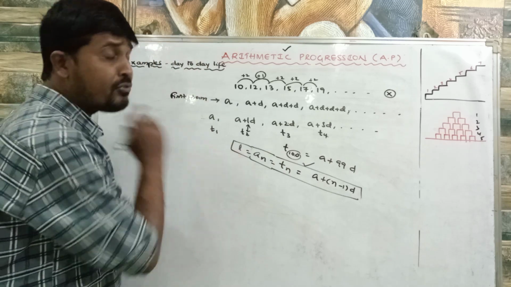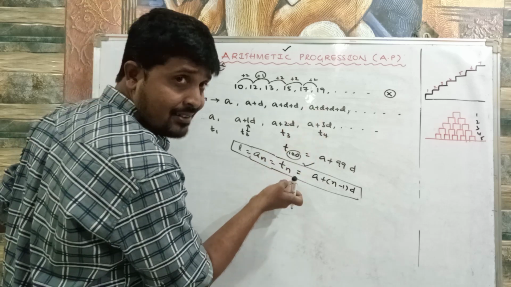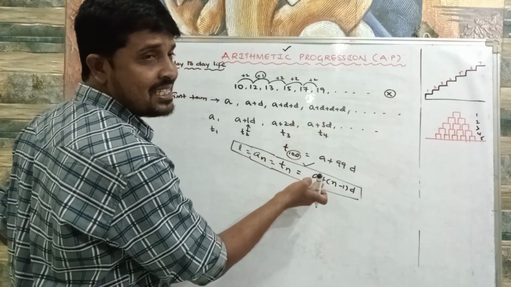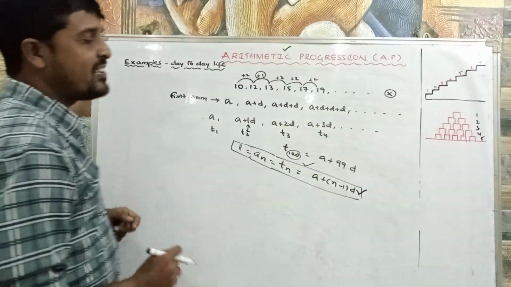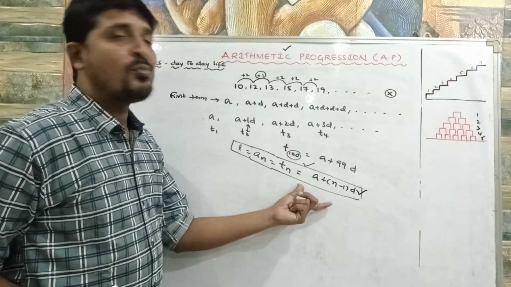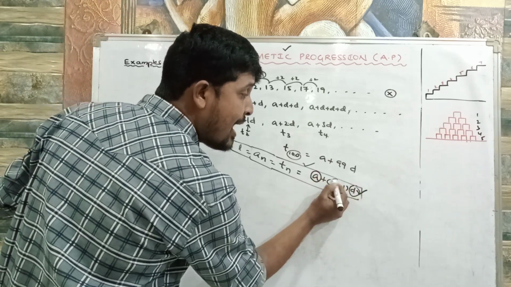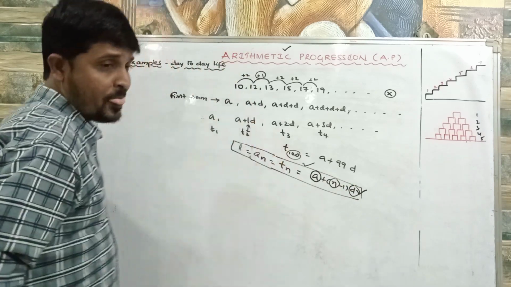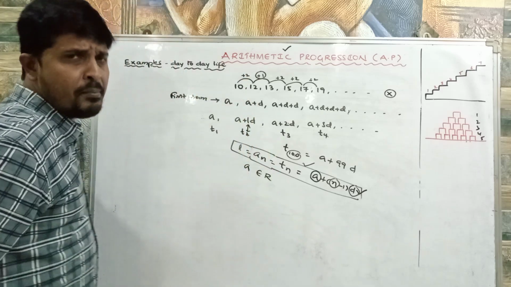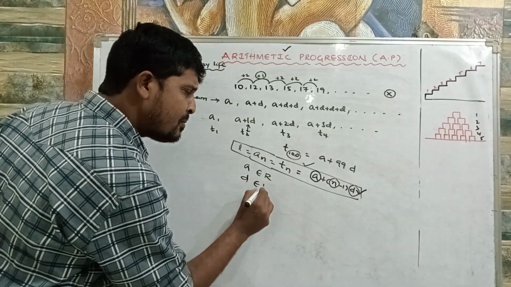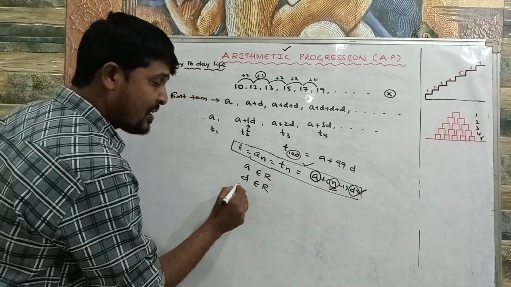So the nth term of the arithmetic progression is A plus n minus 1 times D. This is how we are going to write the general term or common term of an arithmetic progression. Here you have to understand about A, D and N, what type of numbers they should be. Very important. A may be any number, that means A can be a real number. D may be any number, that means D can be a real number. But you have to understand about N here.